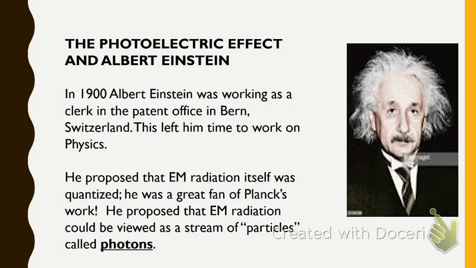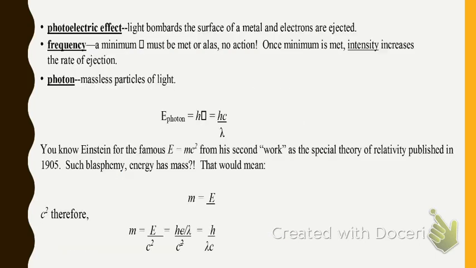Photoelectric effect. Albert Einstein is credited with discovering or first talking about this in 1900. He was working as a clerk, and he had extra time to work on physics because, you know, that's what clerks usually do. He proposed that electromagnetic radiation itself was quantized. He was a great fan of Max Planck, and he proposed that electromagnetic radiation could be viewed as a stream of particles that he called photons.